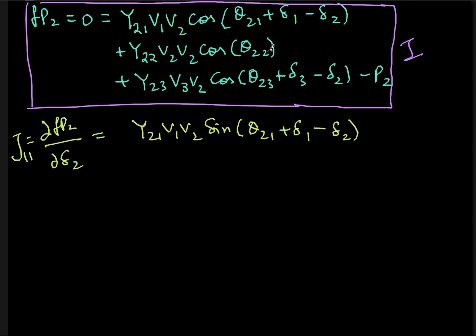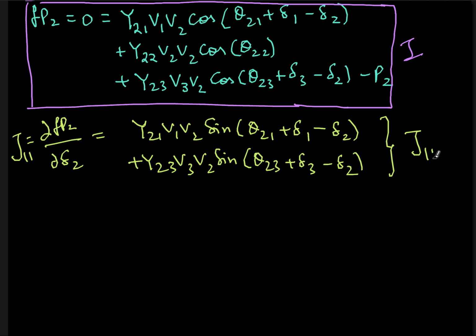Now the second term, if I differentiate with respect to delta 2, there is no delta 2 here, so that will be 0. So I'm not writing that 0. The third term, if you differentiate with respect to delta 2, the same story repeats. Cos will become sine and the minus will cancel that minus. So I'll get plus y23 v3 v2 sine of theta 23 plus delta 3 minus delta 2. Now differentiation of P2 is 0 because P2 is constant. So this one element I have completed. This is nothing but J11.